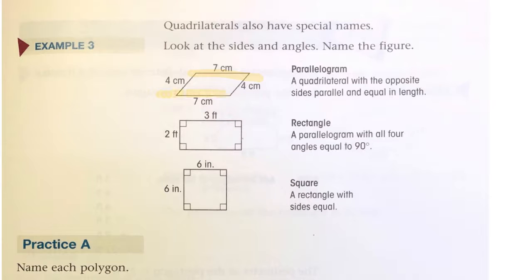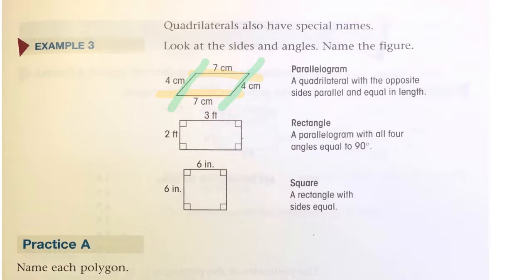Parallel is when the 2 sides will not cross each other. Like the 7 centimeter lines are parallel to each other, and the 4 centimeter lines are parallel to each other.